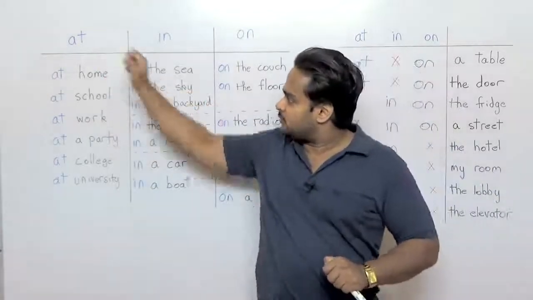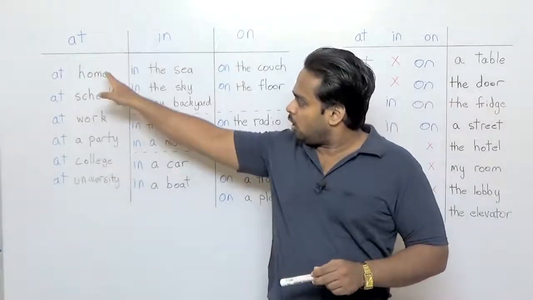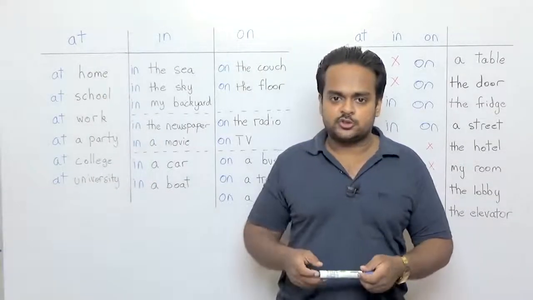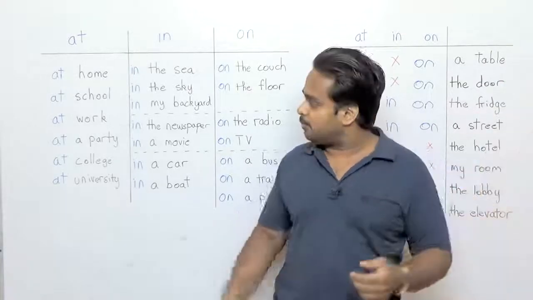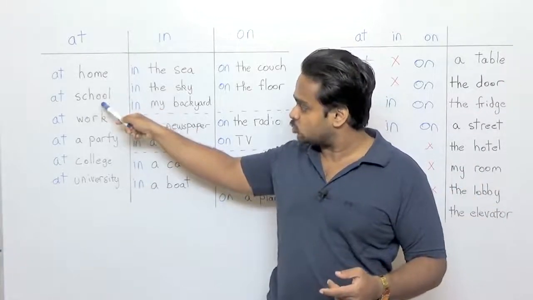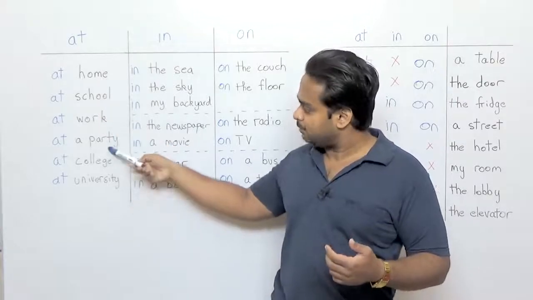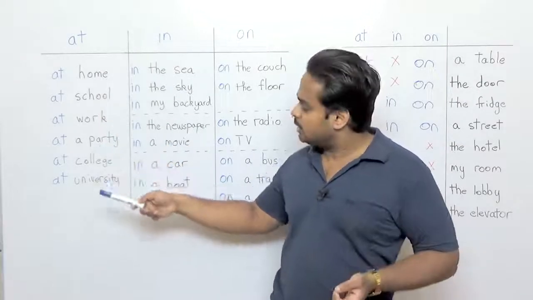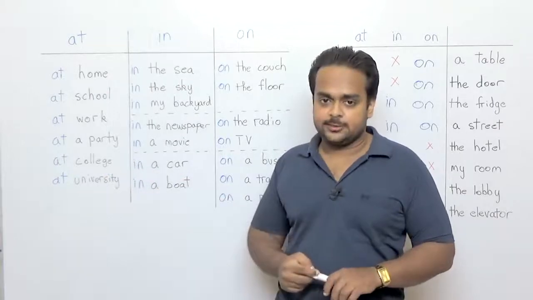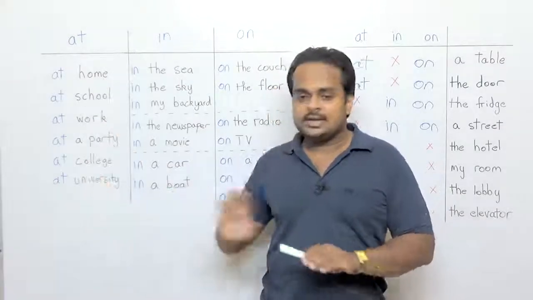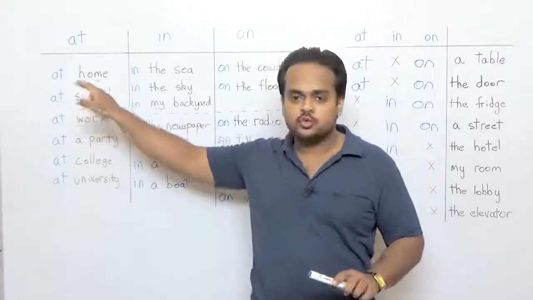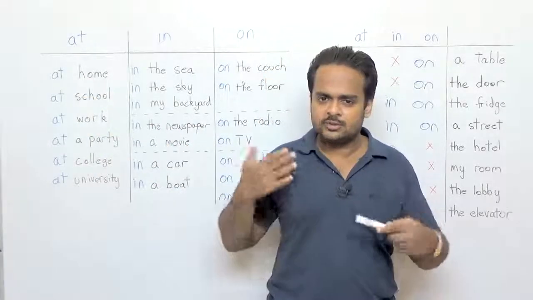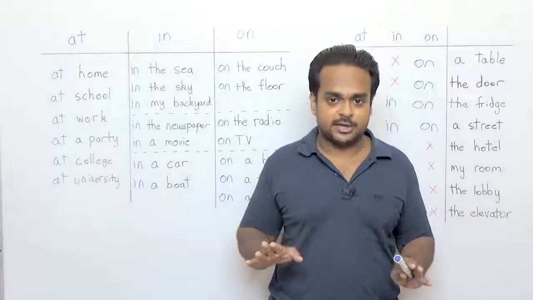Let's look at "at" first. All of these are answers to the question, where are you? Or where is he or she? A person can be at home, at school, at work, at a party or at an event, at college or at university. These will never change. We will never say in home or on school or on work. Those don't even sound right and they make no sense.